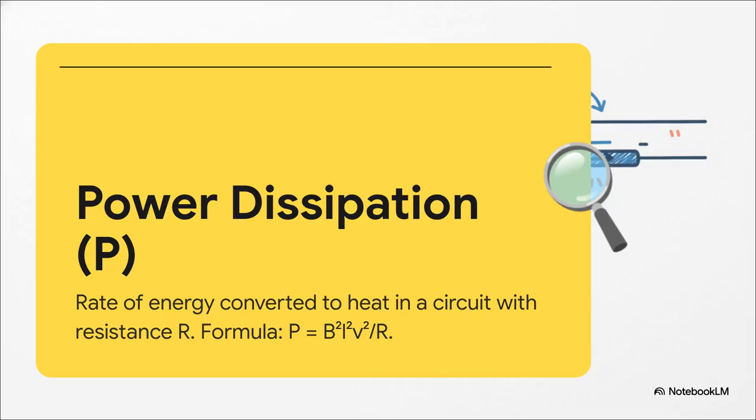Now, if you take that rod and connect it to a circuit, that voltage is going to drive a current. And that current is going to dissipate power, usually as heat. And the formula for that power is P equals B squared L squared v squared, all over the resistance R. And there it is, v squared.